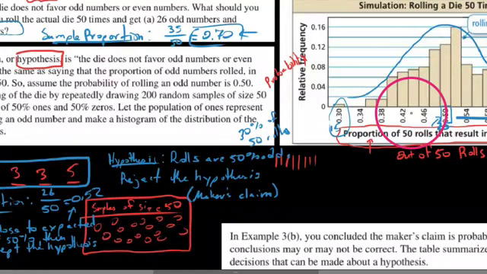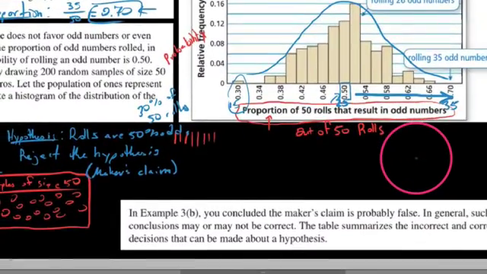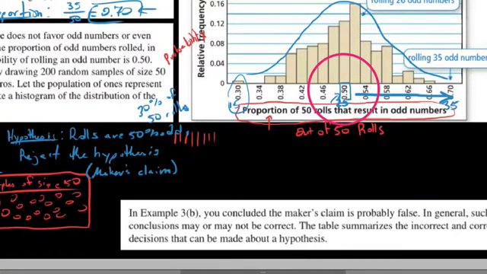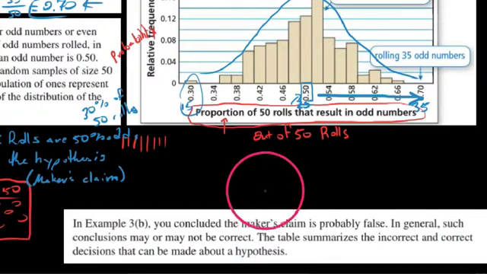I have this little note down here. It says in example 3b, the one we just considered where we got 35 odd numbers, that'd be crazy, but based upon the evidence here, you concluded that the maker's claim is probably false. Maybe it's not fair. So in general, such conclusions may or may not be correct. That is to say, we're human, and sometimes we make mistakes.